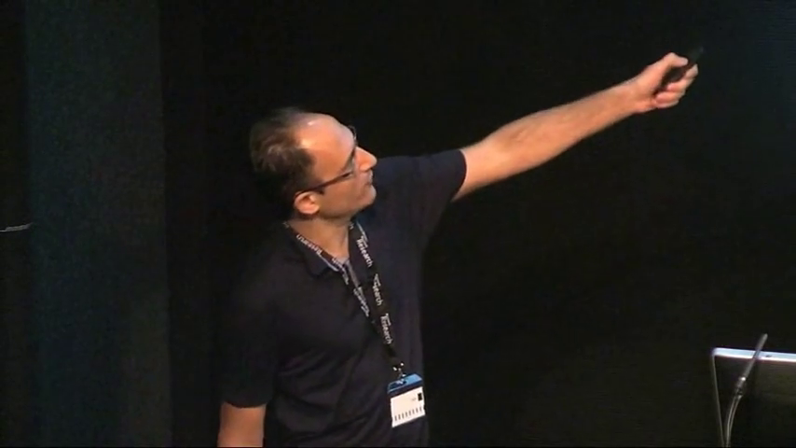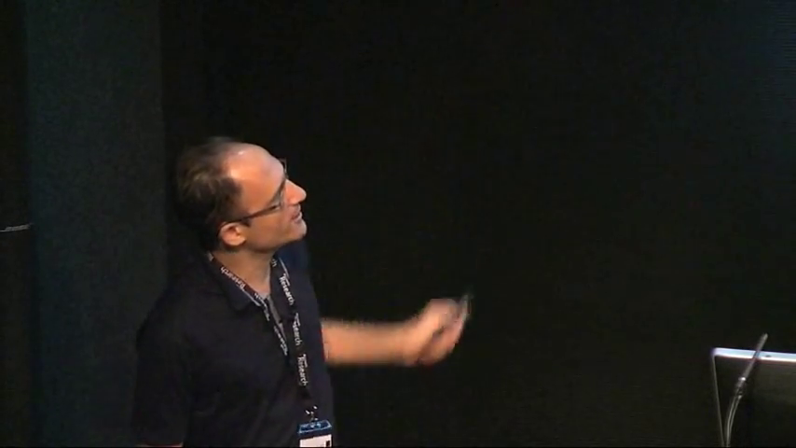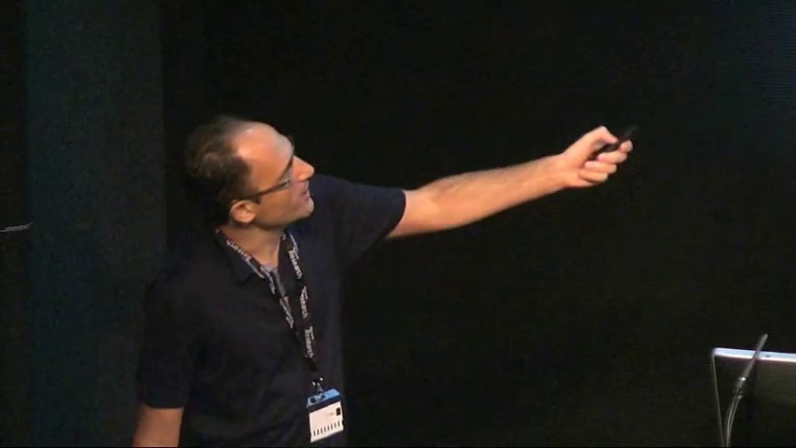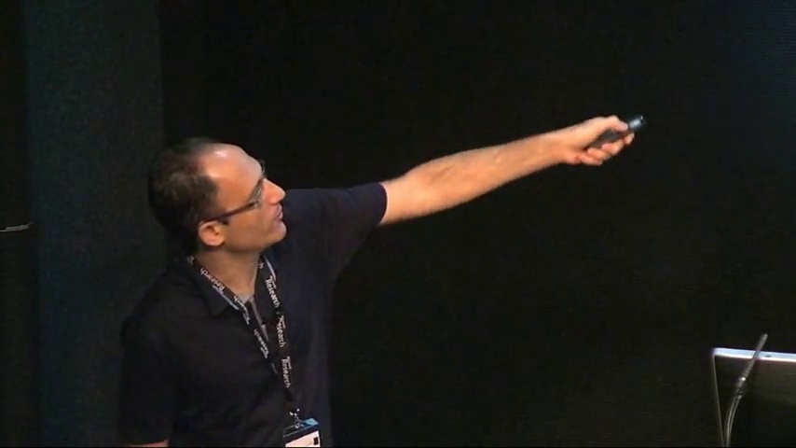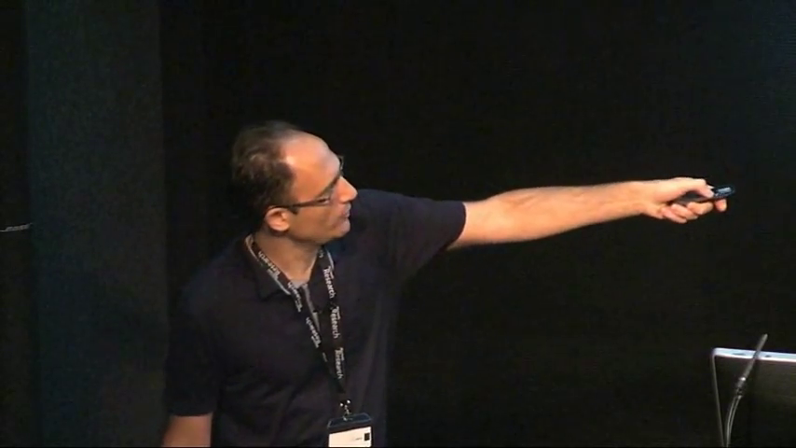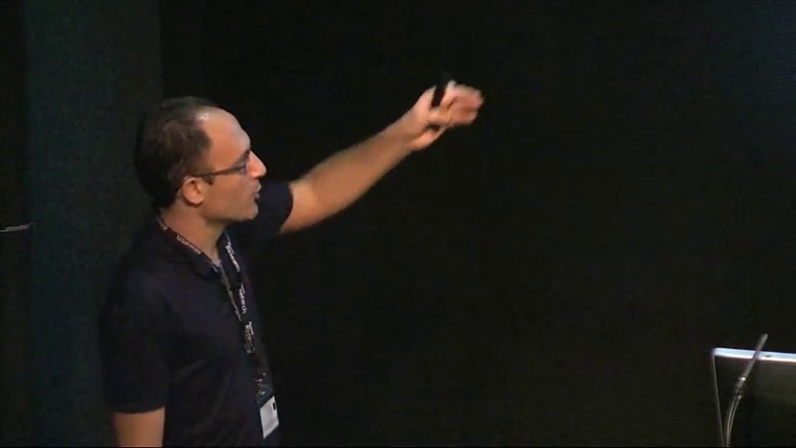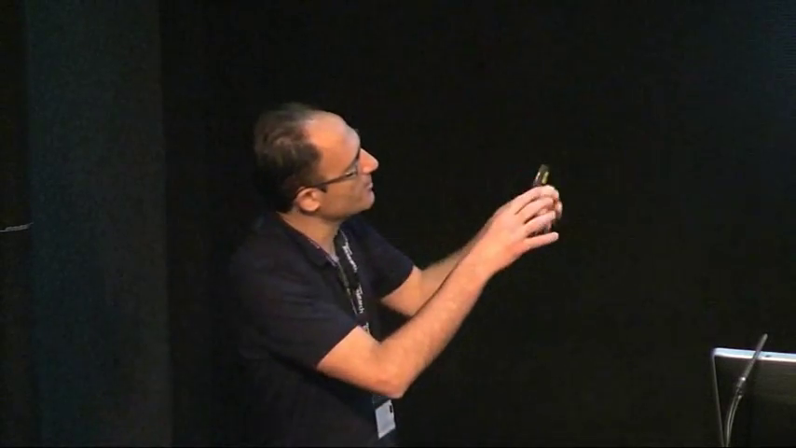Let's say we have a set of goods, G1 through G10, and we have buyers on one side and sellers on the other side. And we have prices. We have a price for each good, pi 1 through pi 10. And given those prices, each buyer maximizes his own utility function, so finds the bundle, the vector of quantities over the goods, which maximizes his utility under some budget constraint. Usually, the utility would be over some small subset of the goods, so the rest of the quantities would just be zero.